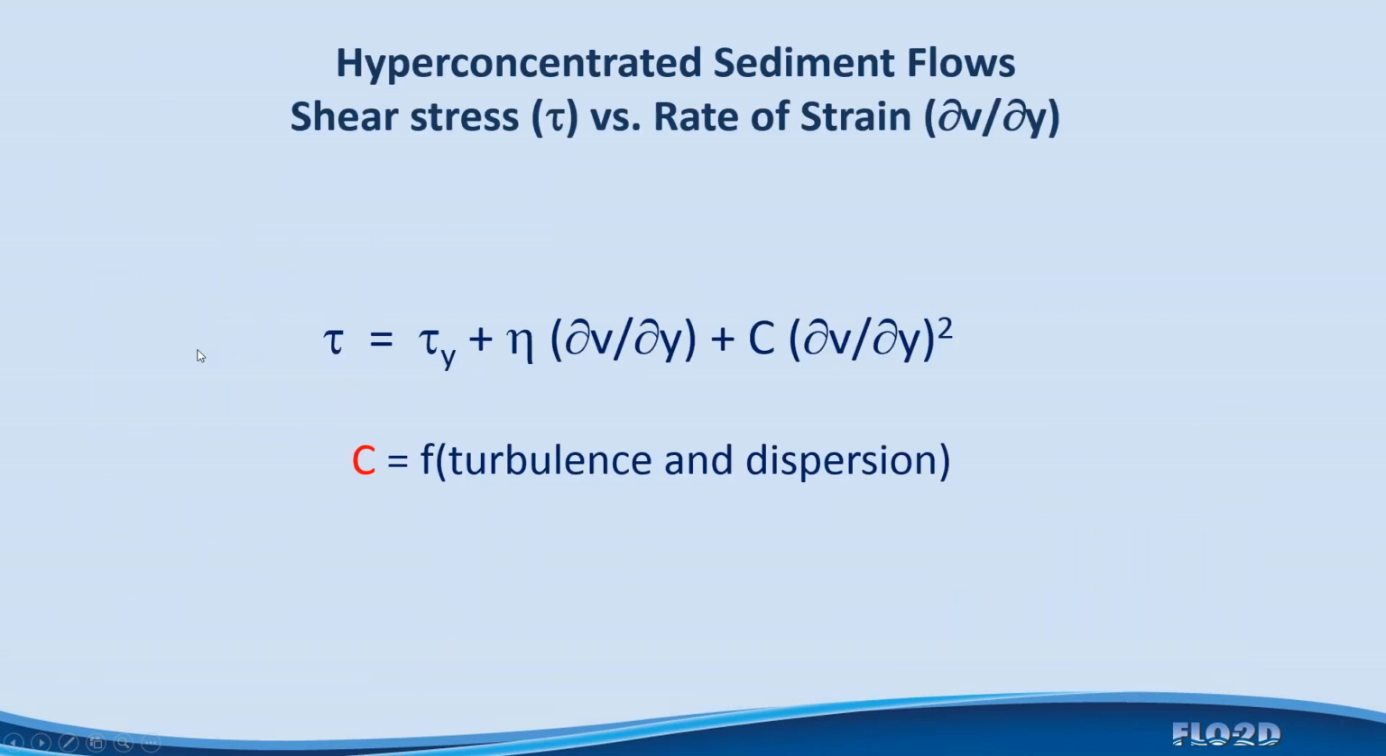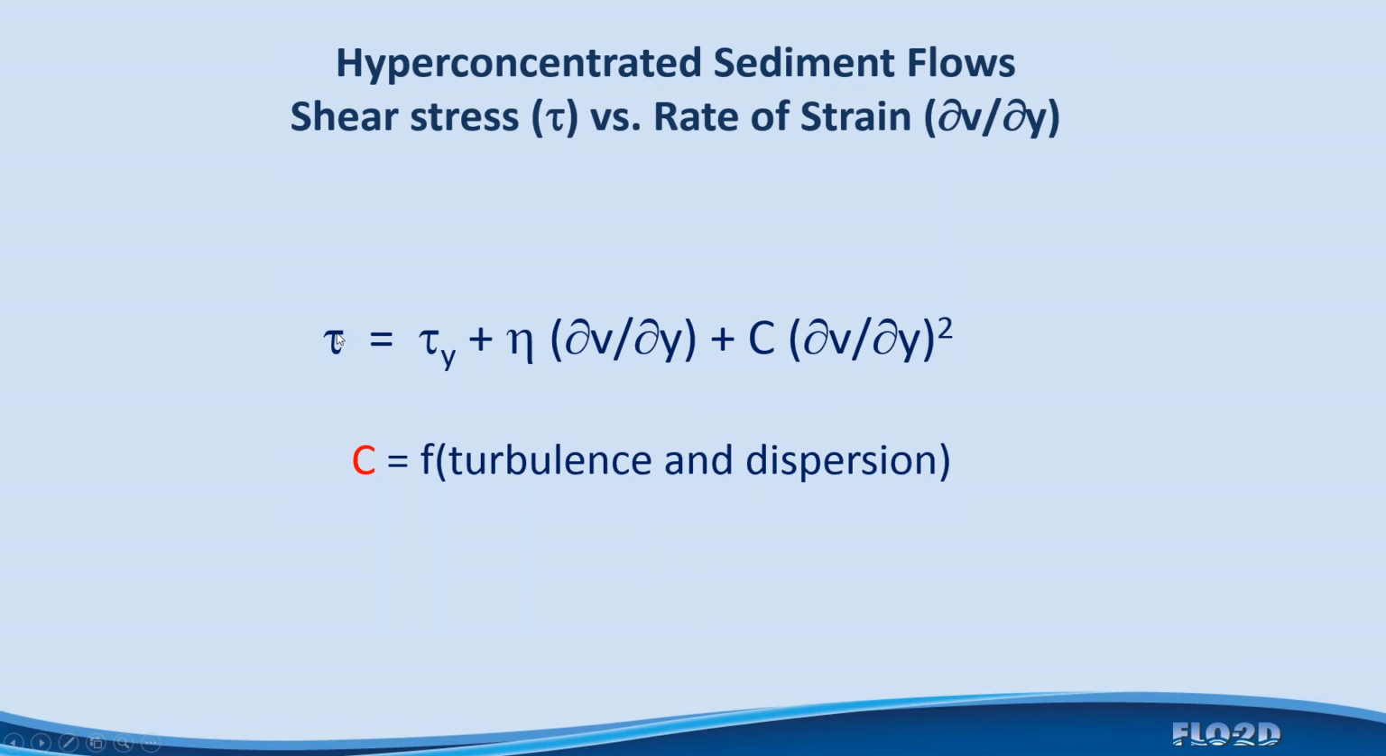Okay, so I want to show you now how these different types of events are actually being modeled in Flow 2D, and that is we're using a stress-strain relationship in order to incorporate into the equations of motion, the momentum equation and the continuity equation.